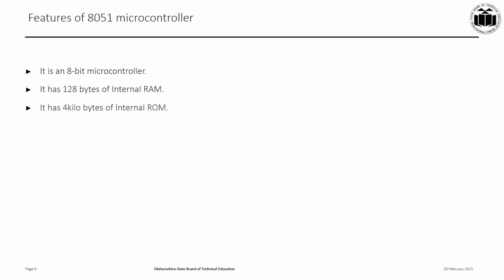Let's first talk about the features of 8051 microcontroller. It is an 8-bit microcontroller. The data bus in case of 8051 microcontroller is of 8-bit, which means that 8-bit of data can be processed at a time. It has got 128 bytes of internal RAM, or 128 bytes of data memory. Also 4 kilobytes of internal ROM is available in 8051 microcontroller.